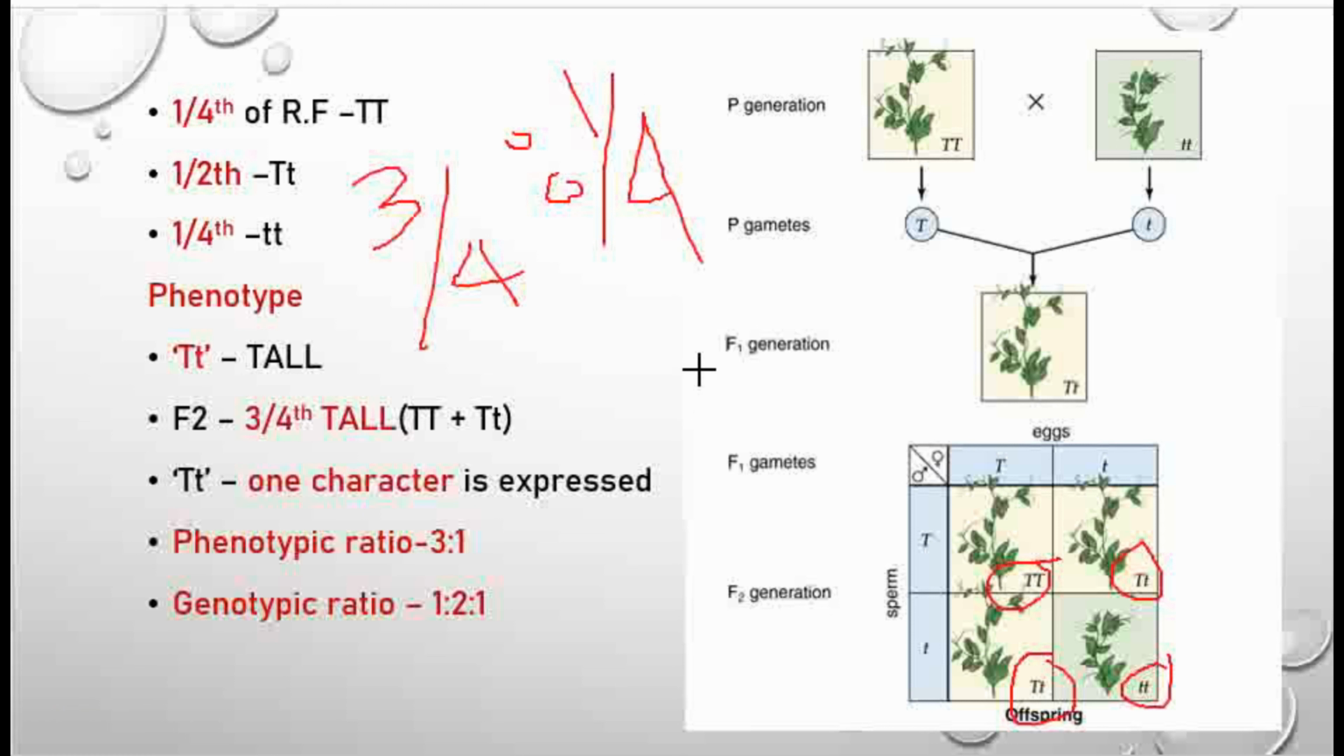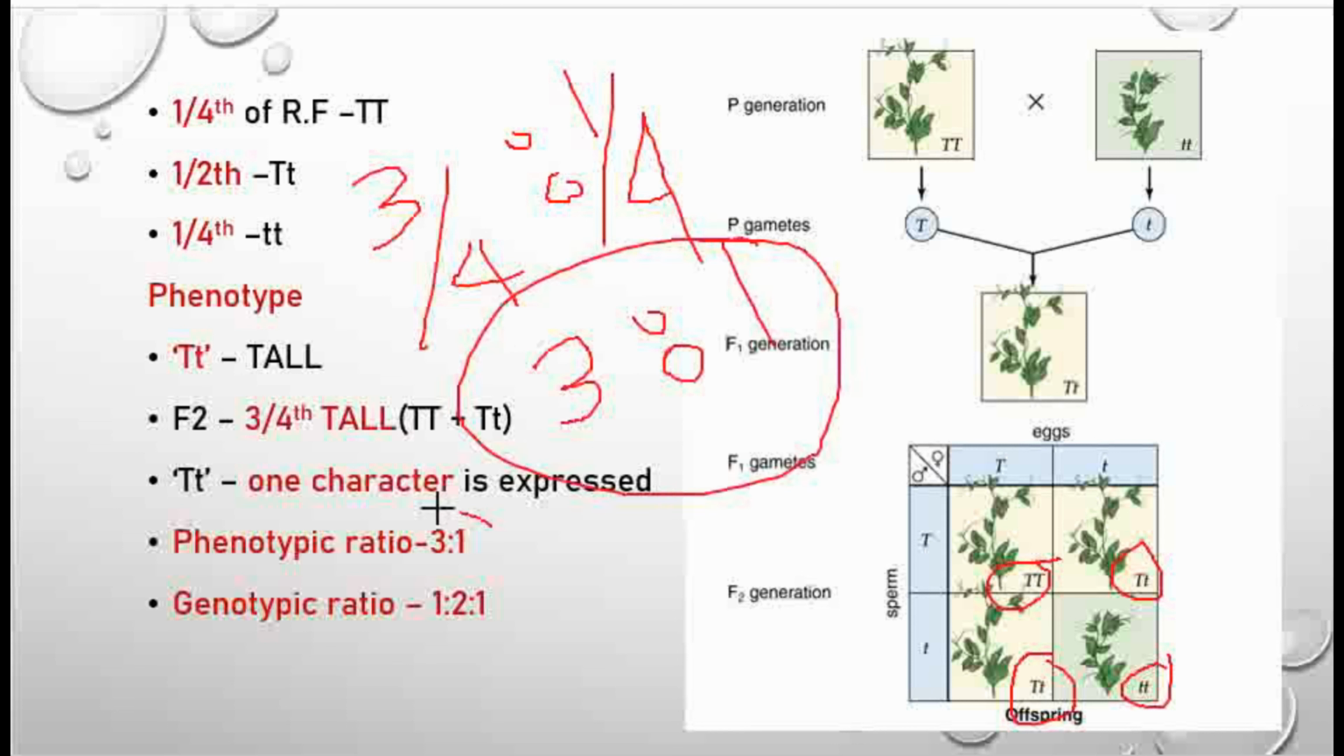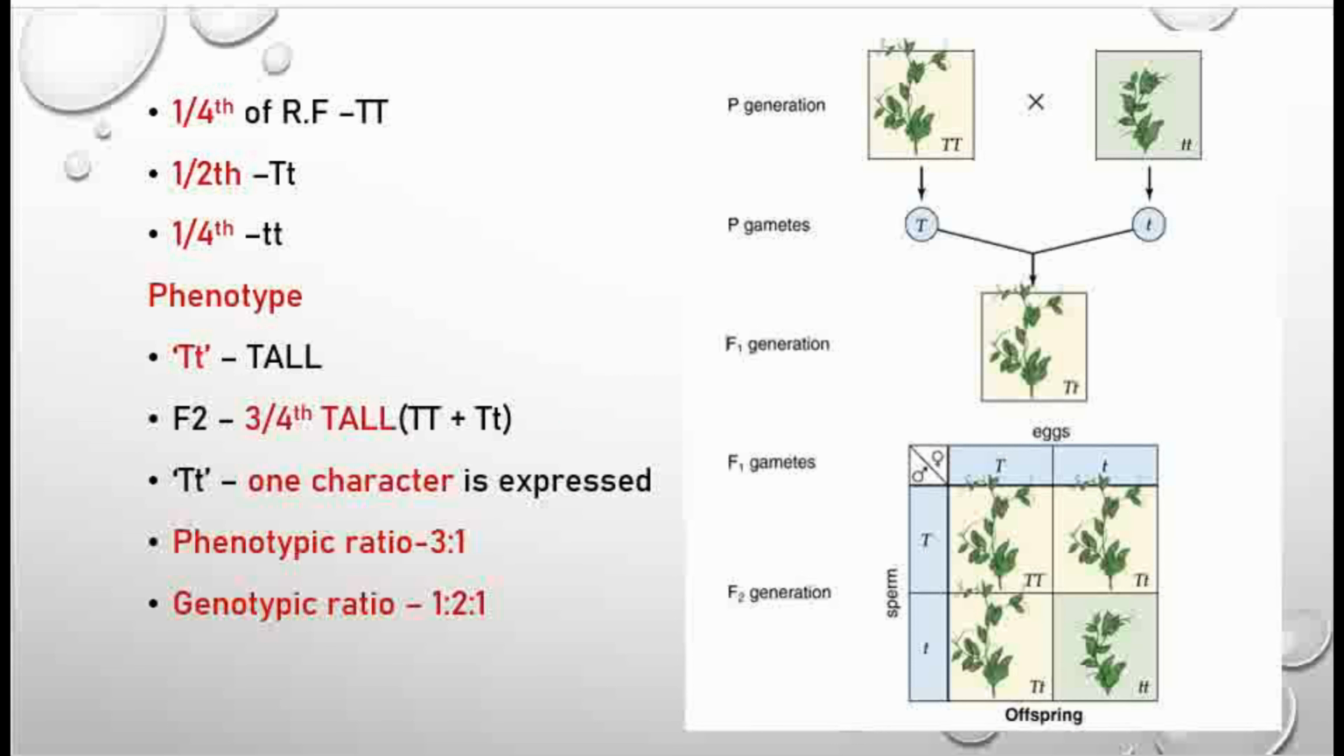So 3/4 is to 1/4. We get the ratio. What ratio will you get? 3:1. So this is the phenotypic ratio. So இப்படி தான் அந்த phenotypic ratio they have arrived. Talking about the genotypic ratio, 1:2:1, right? So let's calculate the genotypic ratio now.